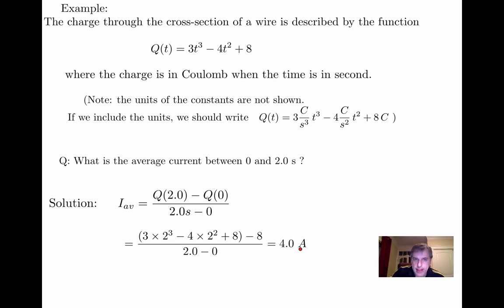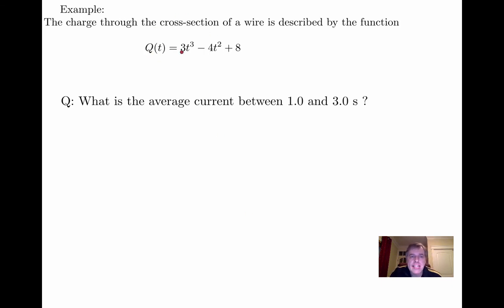So make sure that with this function here, it's clear how you get this average current between 0 and 2 seconds. We can repeat the calculation. Here, this is the same question as before. I just copied it here so that we see the function again. For the same function, what's the average current between 1 and 3 seconds? We just did between 0 and 2 seconds.